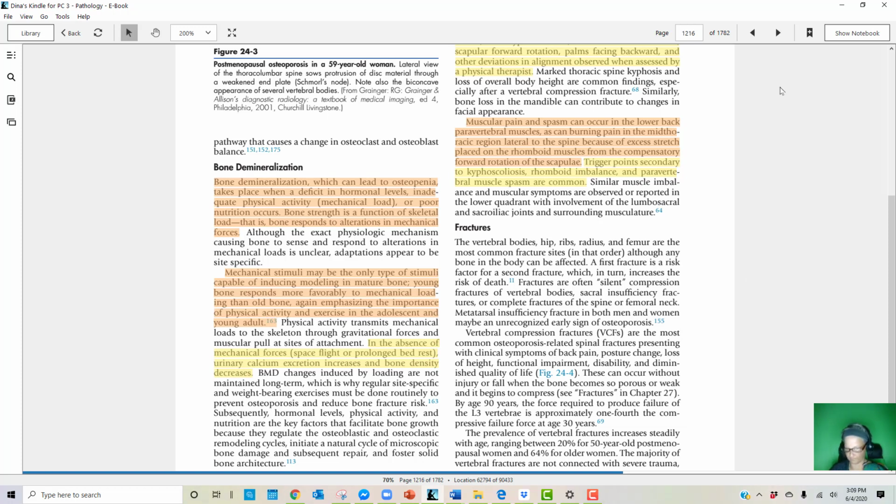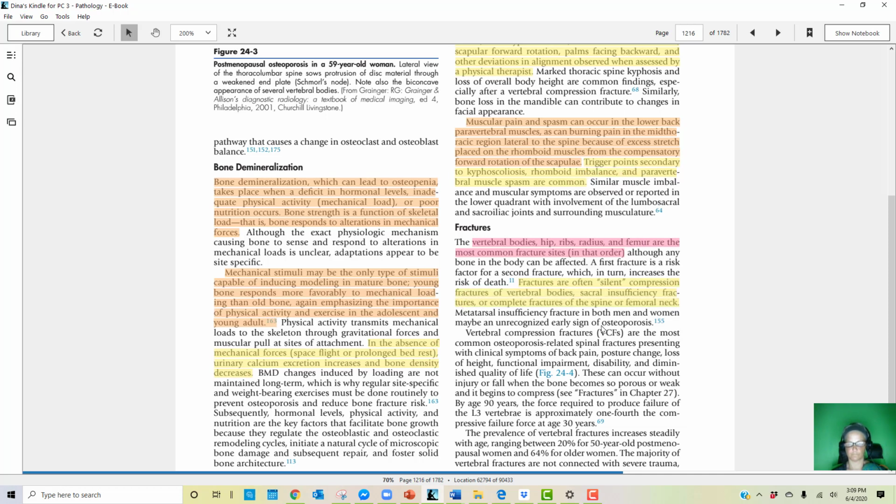Fractures. The vertebral bodies, hip, ribs, radius, and femur are the most common fracture sites, in that order. Although any bone in the body can be affected, a first fracture is a risk factor for a second fracture, which, in turn, increases the risk of death. Fractures are often silent compression fractures of vertebral bodies, sacral insufficiency fractures, or complete fractures of the spine or femoral neck. Metatarsal insufficiency fracture in both men and women may be an unrecognized early sign of osteoporosis.